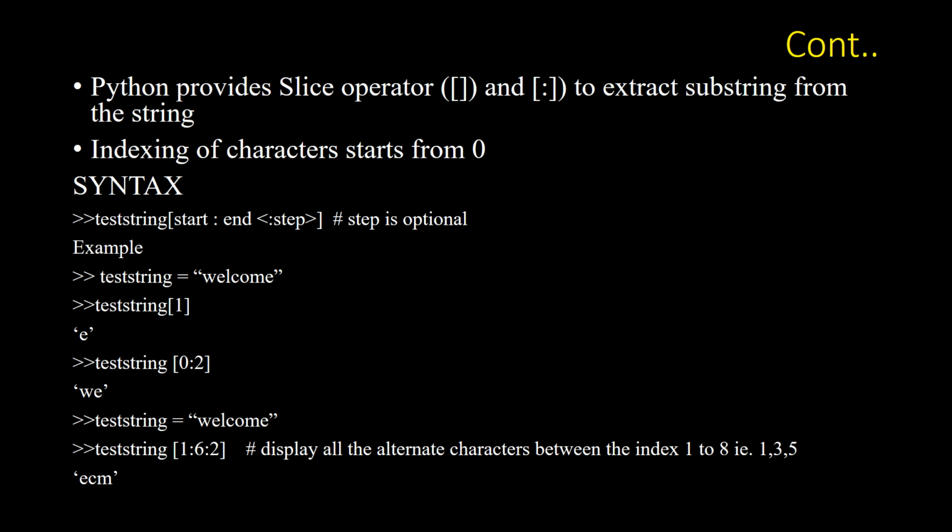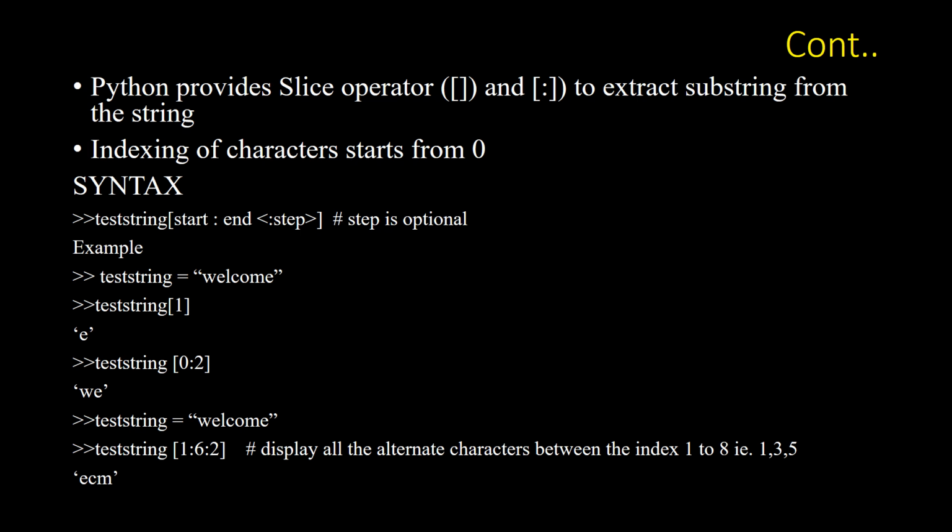When it displays, the index starts with 0. So W is 0 and 1 is E, so it displays the value E. The next one is test string 0 colon 2 that I have given. From 0 to 2, that is 2 digits it is going to display. The first digit, 0, is W, and the second one is E. So W is printed.